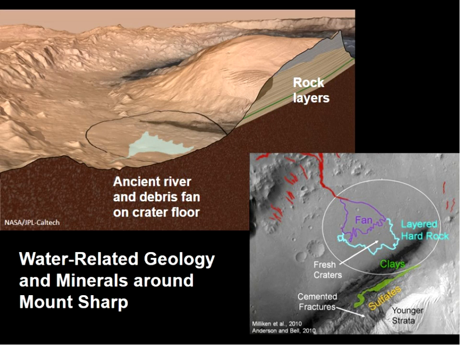The last thing I'll talk about here is where we landed in this big circle that's drawn. That was the landing accuracy that we had. And what we already knew even before landing is that there was an ancient river system that spread out material in a fan across this area. And we expected to land pretty close to where this ancient river deposited its material.